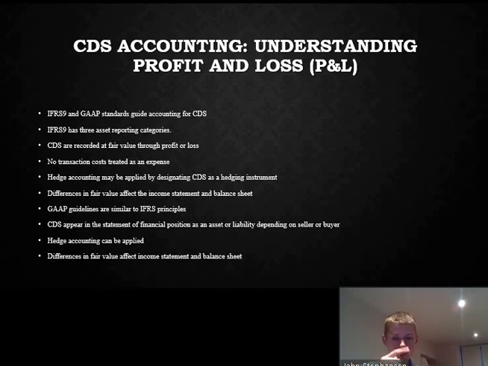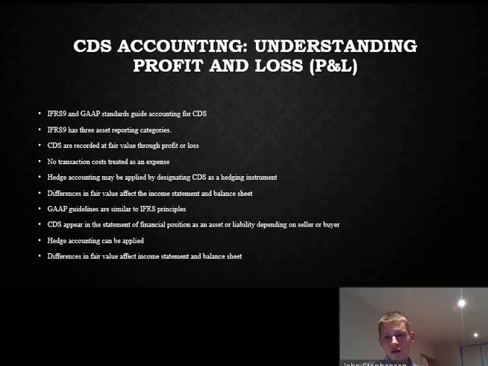The IFRS 9 provides entities with three categories for reporting their financial assets: amortized cost, fair value through profit and loss, and fair value through other comprehensive income. The credit default swaps must be accounted for under the fair value through profit or loss criteria. These swaps must be recorded at fair value and no transaction cost must be treated as an expense. However, hedge accounting may be applied by designating the CDS as a hedging instrument. Differences in the fair value become part of the income statement.